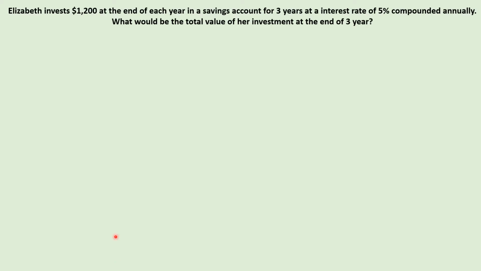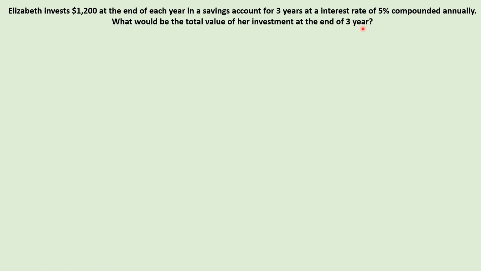So here we have a question that shows that Elizabeth invests $1,200 at the end of each year in a savings account for 3 years at an interest rate of 5% compounded annually. What will be the total value of your investment at the end of 3 years?